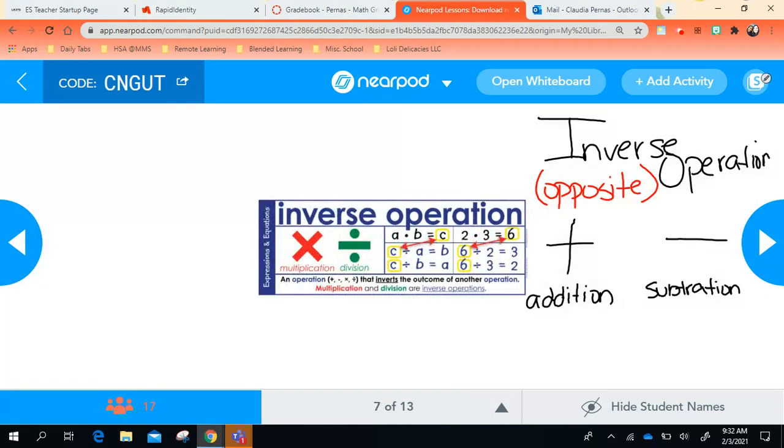Then we have multiplication and division. So the inverse of multiplication is division. And the inverse of division is multiplication.